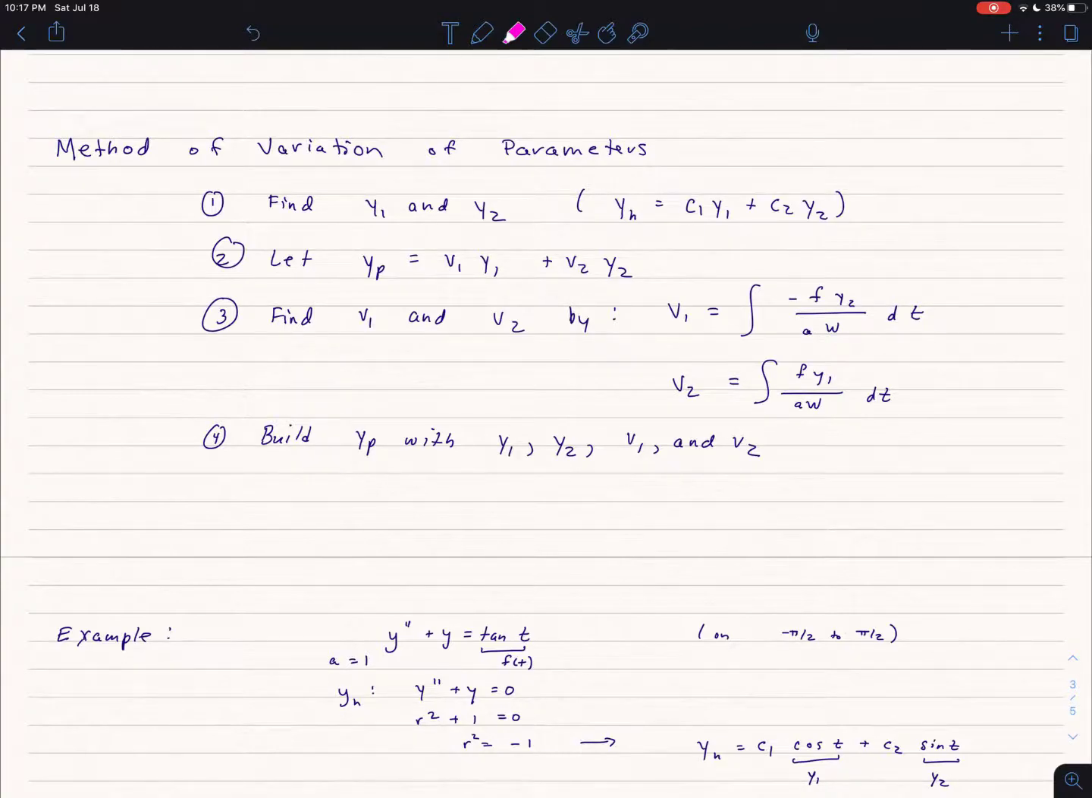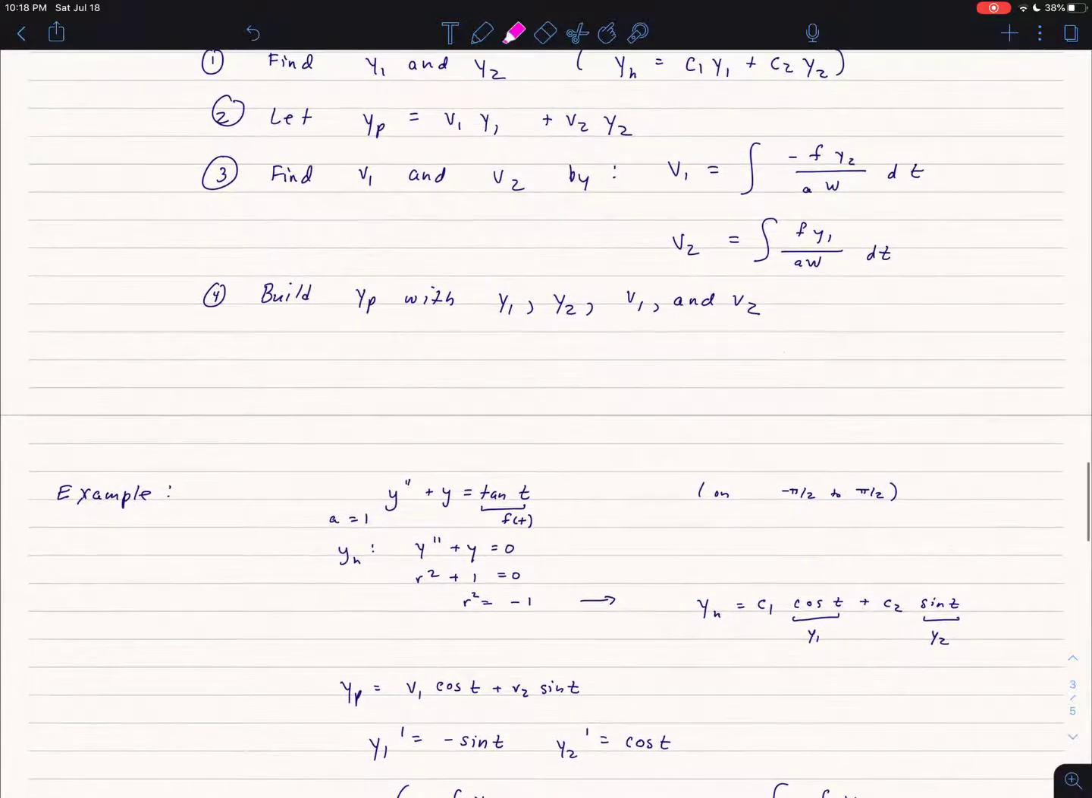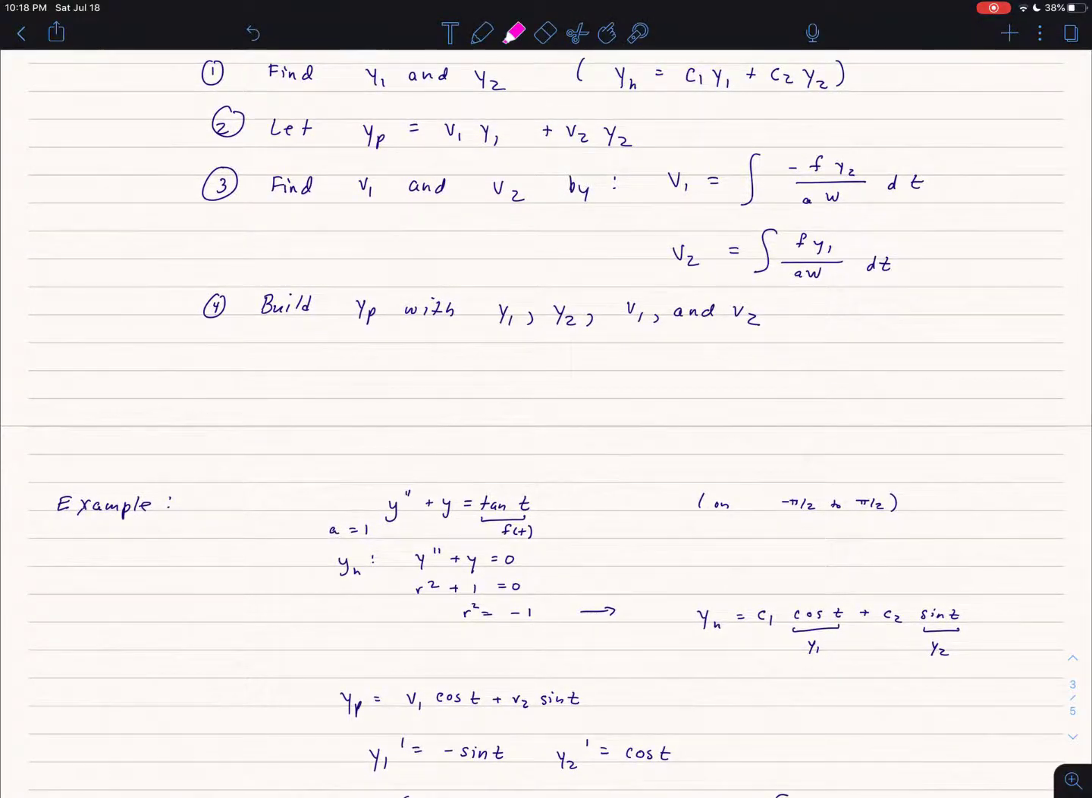To find my homogeneous solution, I let y double prime plus y equals 0. That means my characteristic equation will be r squared plus 1 equals 0, or r squared equals negative 1, that gives me my complex solutions, and that means my homogeneous solution is c1 times cosine t plus c2 times sine t. I'm going to let cosine t be y1 and sine t be y2. It wouldn't matter if I swap those around, but this is what I'm picking and this is what I'll stick with. I'm going to build my y particular solution to be v1 cosine t plus v2 sine t.